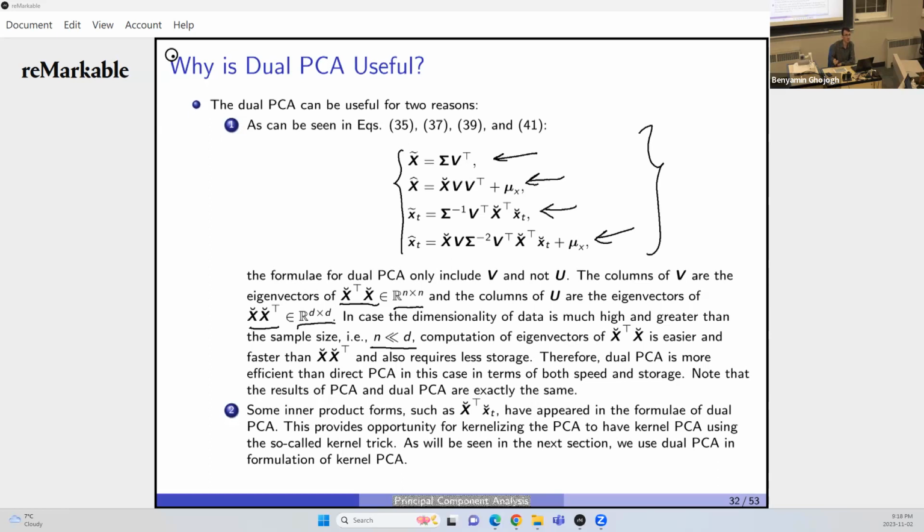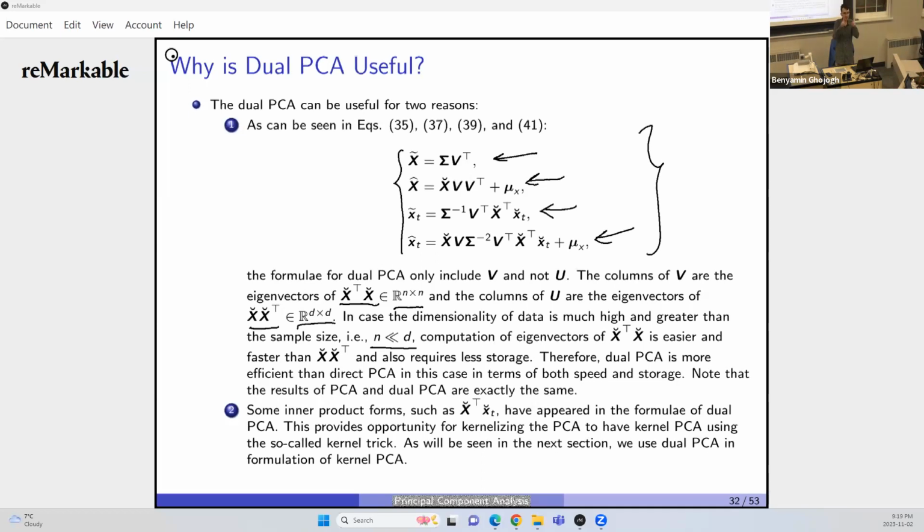Calculation of U in case D is much greater than N is hard. Have you done any eigenvalue problem in Python for a large matrix? If it is large, either it hangs, it freezes, or it might take 5 or 10 minutes. So direct PCA is not good when D is large. Dual PCA would be useful. Now you see why dual PCA is useful.